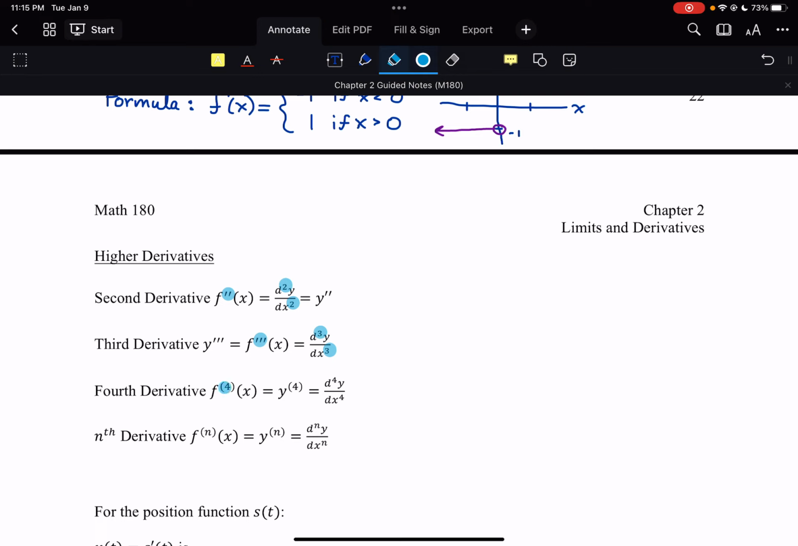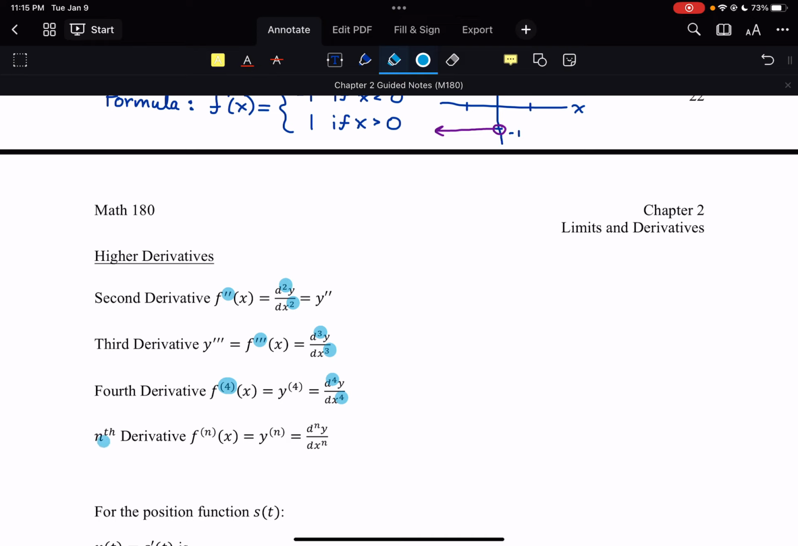So we use this parentheses notation. It looks like an exponent, but it's not. So this would not be f to the fourth power. This is the fourth derivative of f. This is where the Leibniz notation can be very helpful because it's very consistent. It's the same thing repeated, just with the number increasing. But both of these are valid derivative notations.